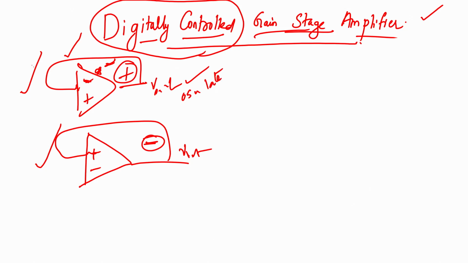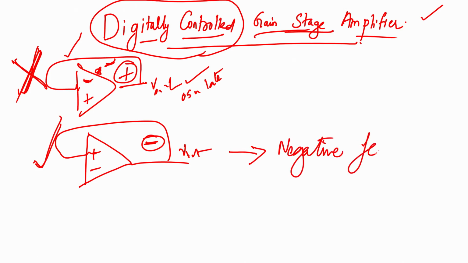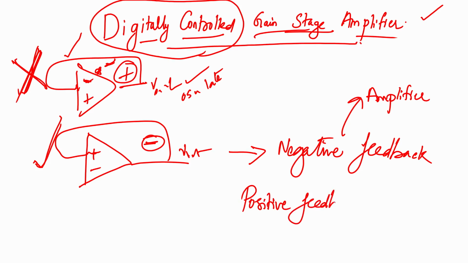So, instead of that, this is not the scheme that we should choose. Is it understood? Hope it is clear to you. We have to use this scheme for giving negative feedback, and negative feedback is what is required for amplifiers, and positive feedback is used for oscillators. So, one learning is done.